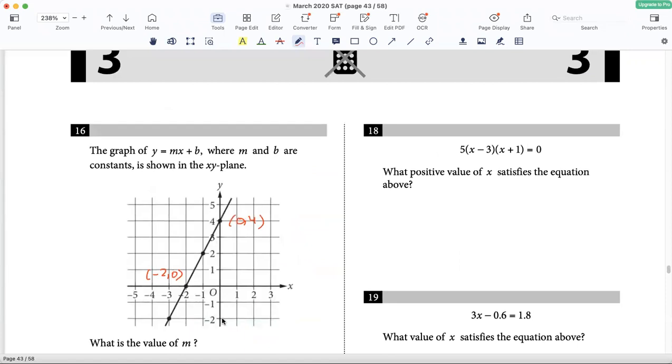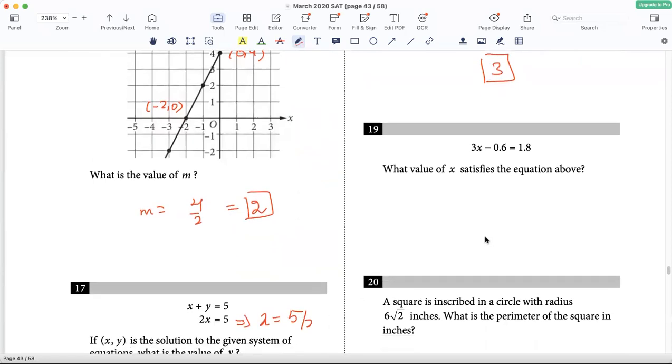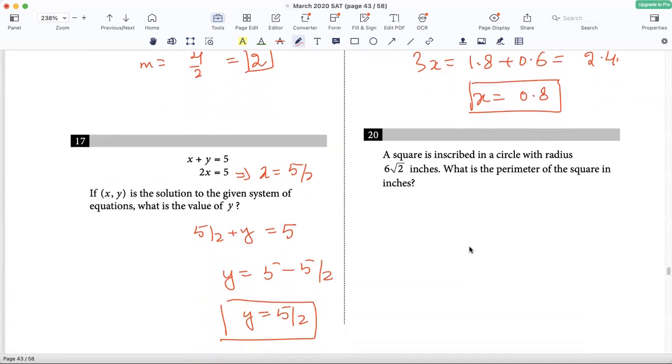What positive value of x satisfies the equation above? So here you already have the equation in factor form. So x can be 3 or -1. Since we want the positive value, it would be 3. What value of x satisfies the equation here? So 3x is 1.8 plus 0.6, which is 2.4. So x is 2.4/3, which is 0.8.